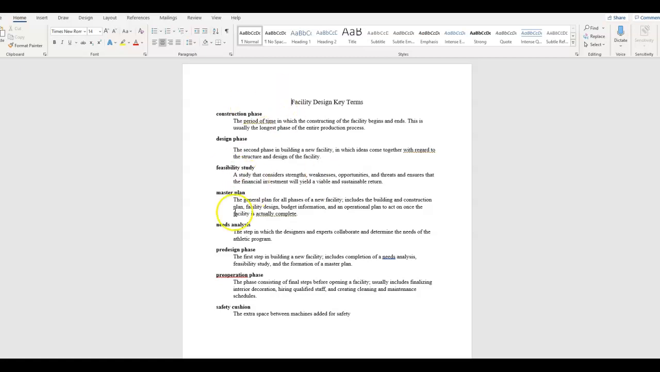And then here are the definitions of what technically is a pre-operation phase, the final steps, and so on. What the construction phase is, your design phase. So please look over these definitions, as this is important and will show up on your final exam.